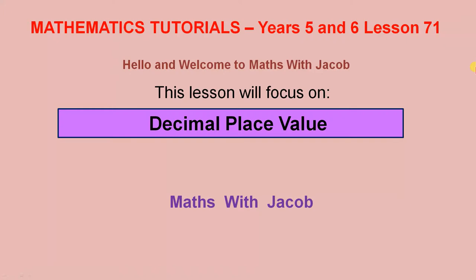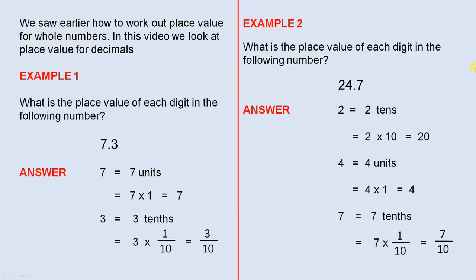This lesson will focus on decimal place value. We saw earlier how to work out place value for whole numbers. In this video, we look at place value for decimals. Example 1. What is the place value of each digit in the following number?